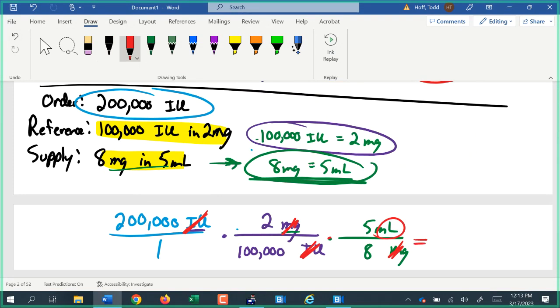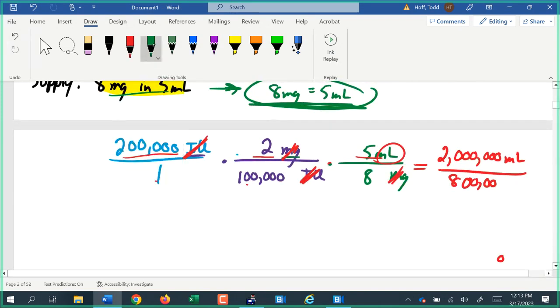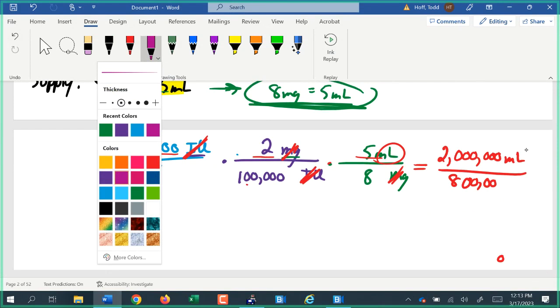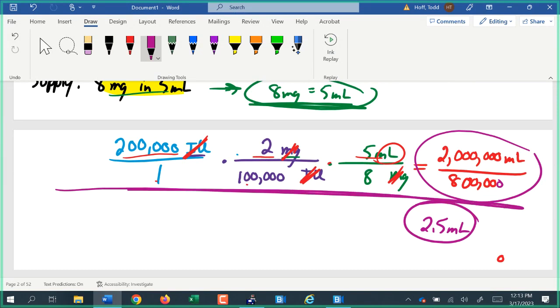So on top here, we have 200,000 times 2 times 5 milliliters. That is going to be 2 million milliliters. On bottom, 1 times 100,000 times 8, that's 800,000. I got my comma in the wrong spot there. 800,000. And then we divide. So it's just going to be 2 million milliliters divided by 800,000, which gives us 2.5 milliliters. So we get the same result, but this is all done in one long process.